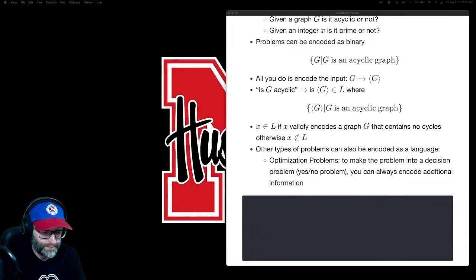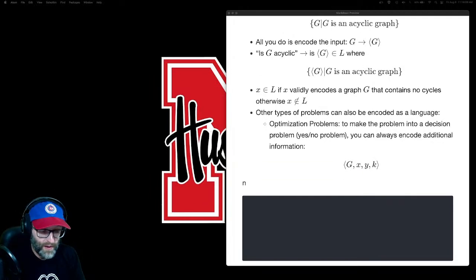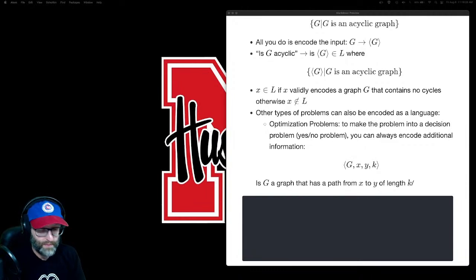For example, I'll encode a graph G along with two vertices, X and Y, and an integer K. And I will say that this encodes, and the question becomes: is G a graph that has a path from X to Y of length K? And now the optimization problem is a decision problem.